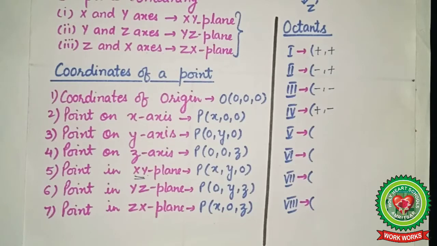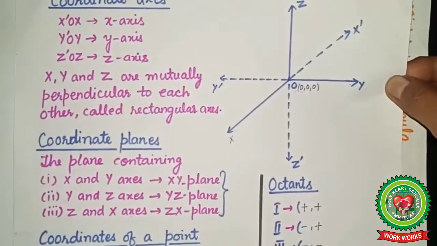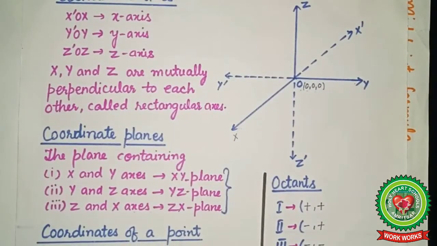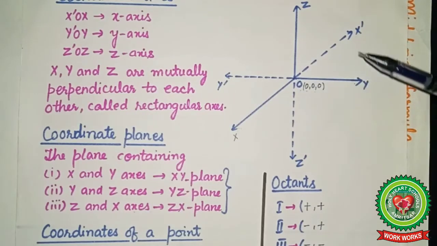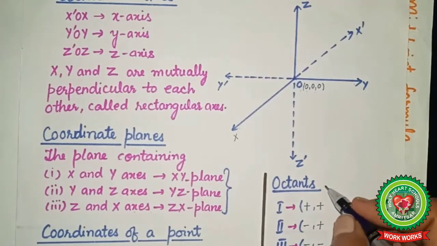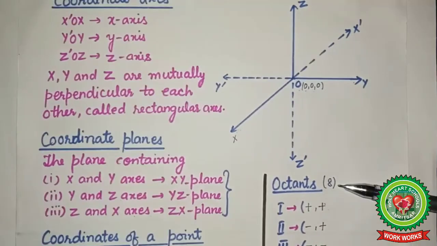Now, as we have already done in two-dimensional geometry, the axes divide the plane in four parts. Those are called quadrant. Here, three axes are there, so they divide the space into 8 parts. So that's why they are called octants. Octant means 8 parts. Now we will check the sign of a point in different octants.